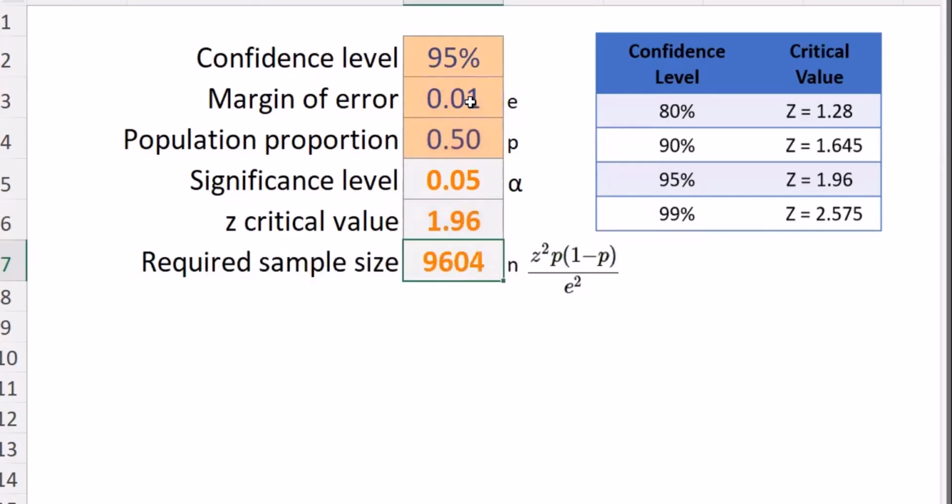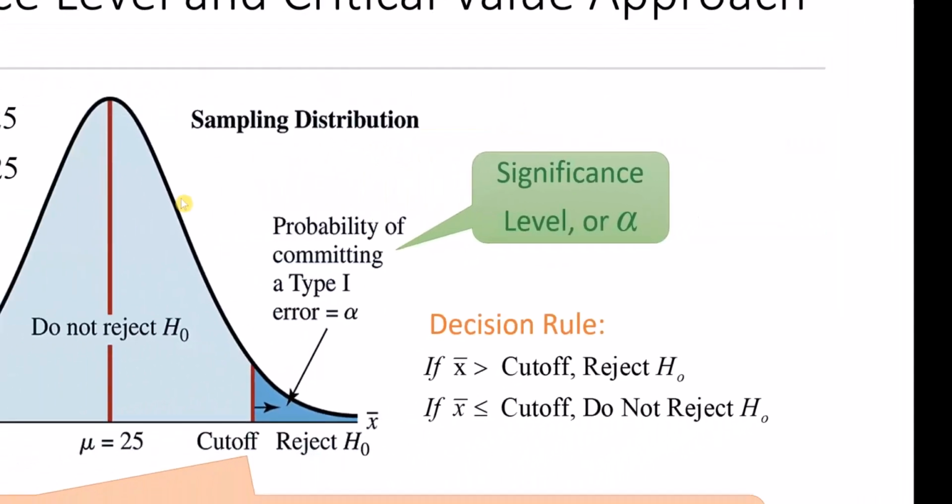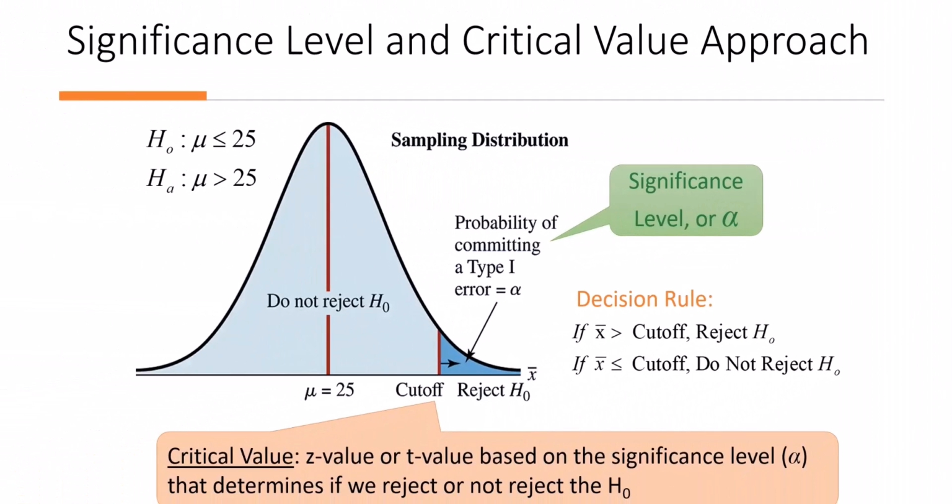And then we get 9604. So that wraps up chapter 8. Let's go ahead and move to chapter 9. Let's do a little quick recap of the two approaches to hypothesis testing.